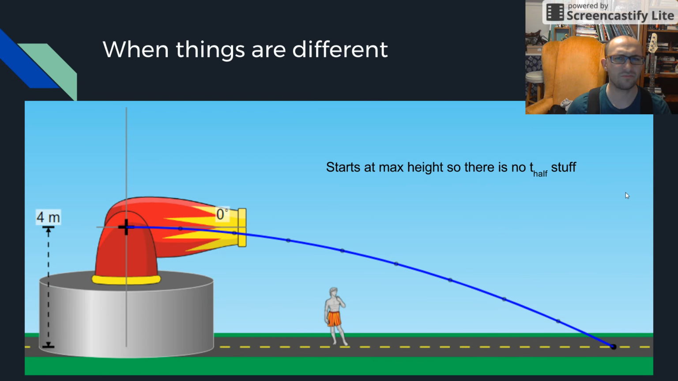Now, variations. We're still just talking about y direction here. Here, you're starting not at an initial y of 0. In this case, an initial y of positive 4. This means that you're starting at your maximum height, in this case, because we're launching it at 0 degrees. So you can't use it in that t-half to t-air stuff.